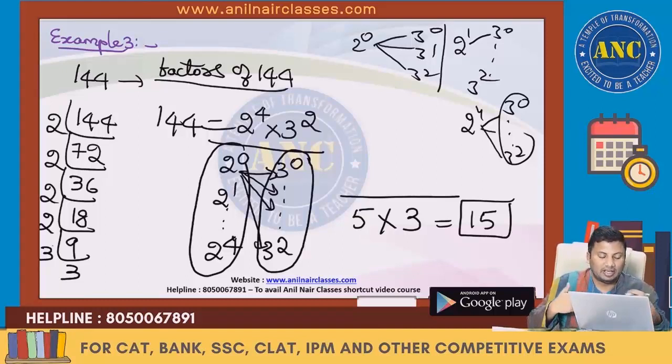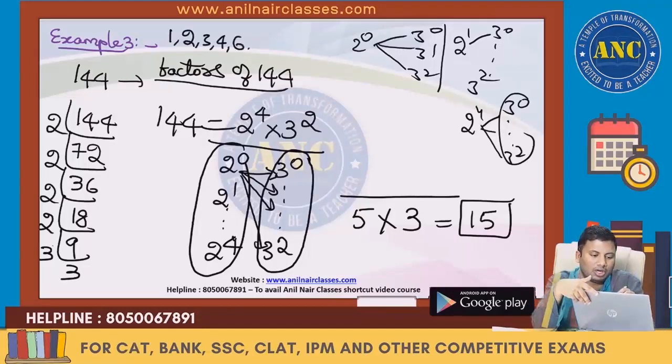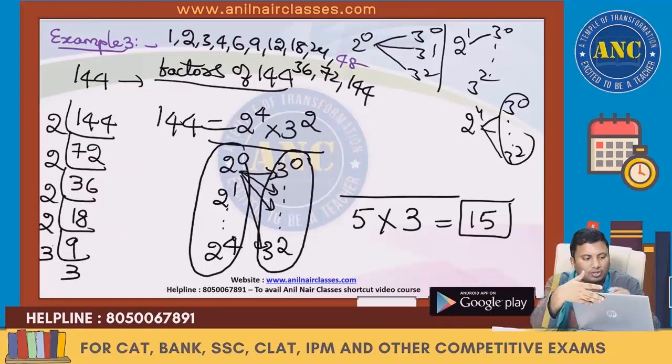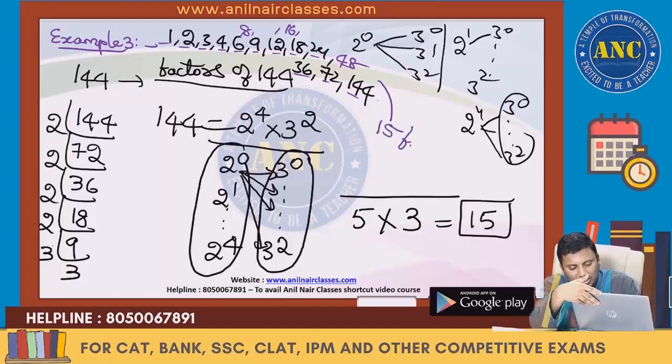Now what is important in this example is 144. What are the factors of 144? 1, 2, 3, 4, 6, 9, 12, 18, 24, 36, 72, 144. See, totally how many numbers did we get? 48 is also there, and 16 and 8 are also missing. Counting them all, totally 15 factors are there for this number.